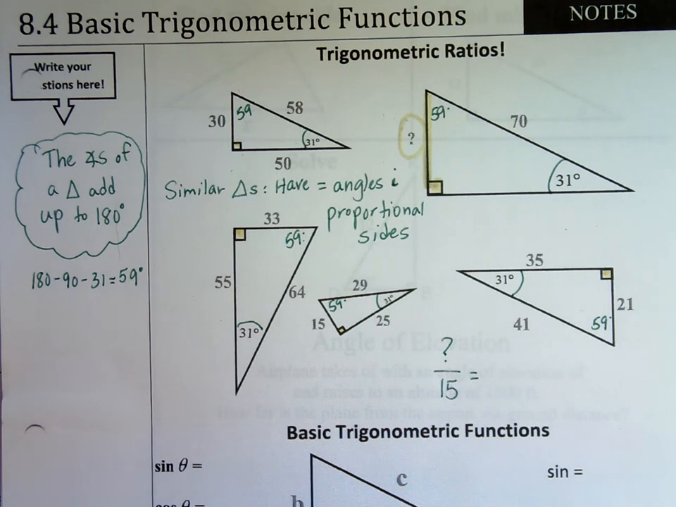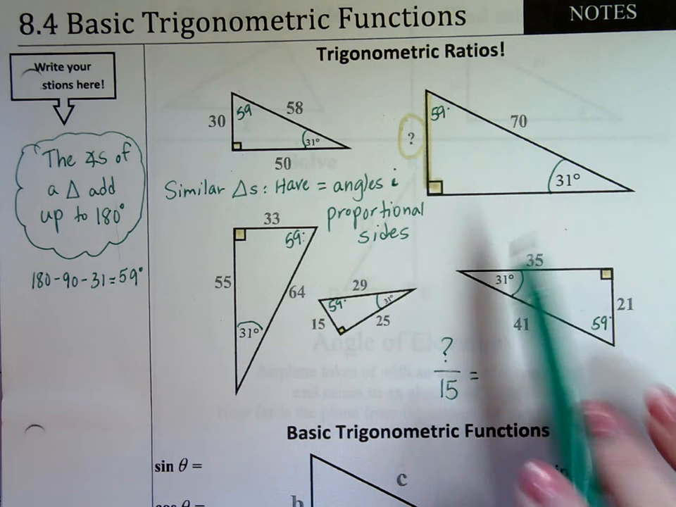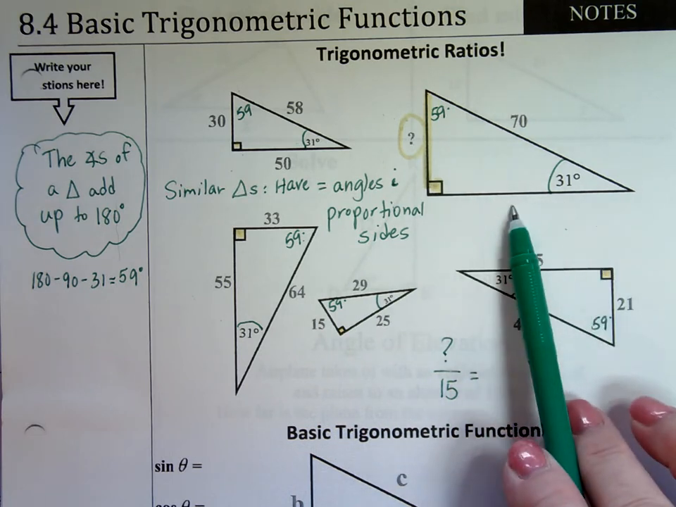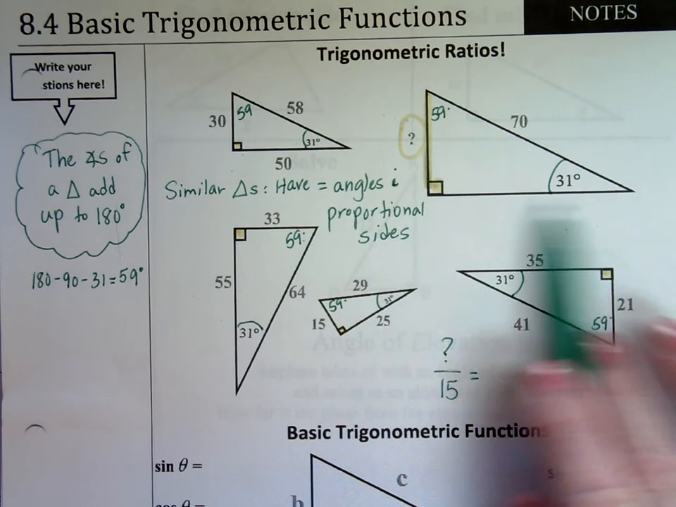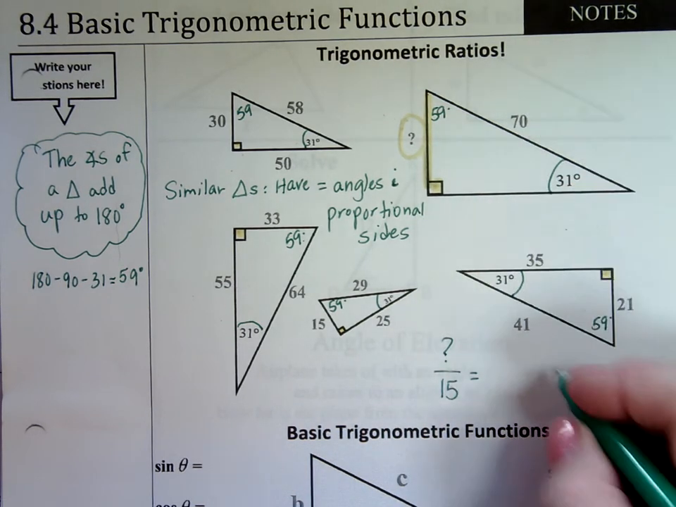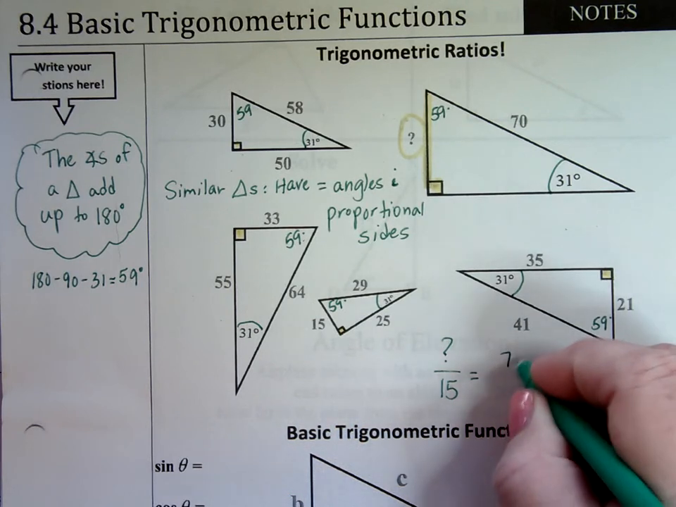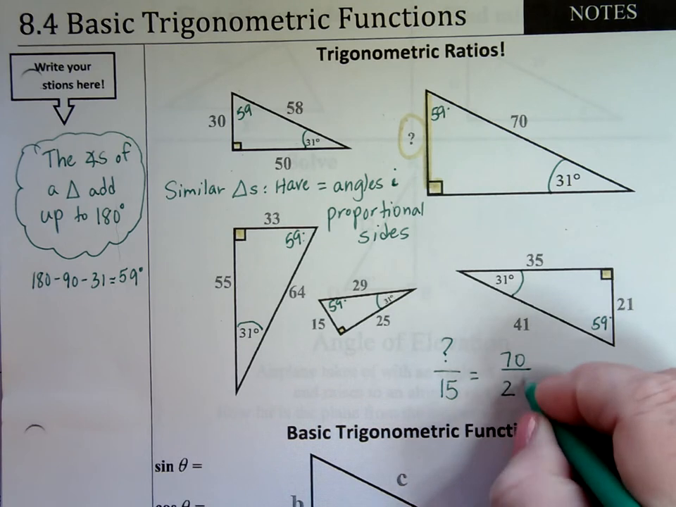And now you have a choice. You can either use the hypotenuses. I guess you don't have another choice with this one. You've got to use a hypotenuse if you're using this guy, because you don't know what this bottom side is either. So I know that the hypotenuse in my question mark triangle is 70, and my hypotenuse in my little guy is 29.